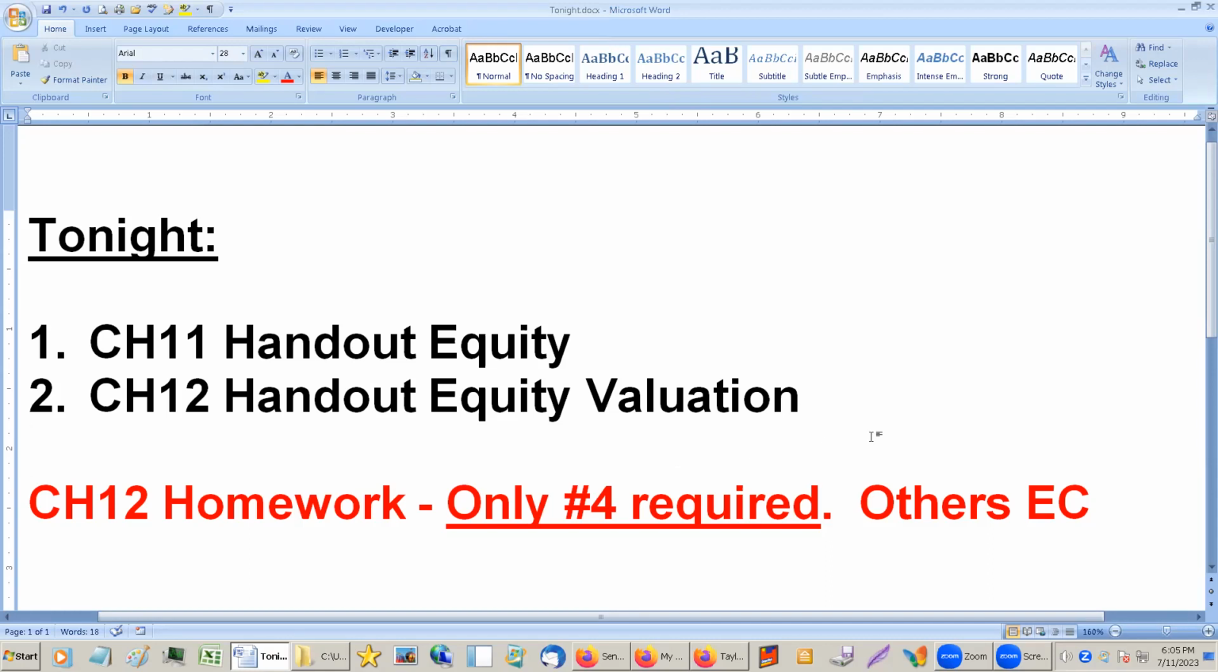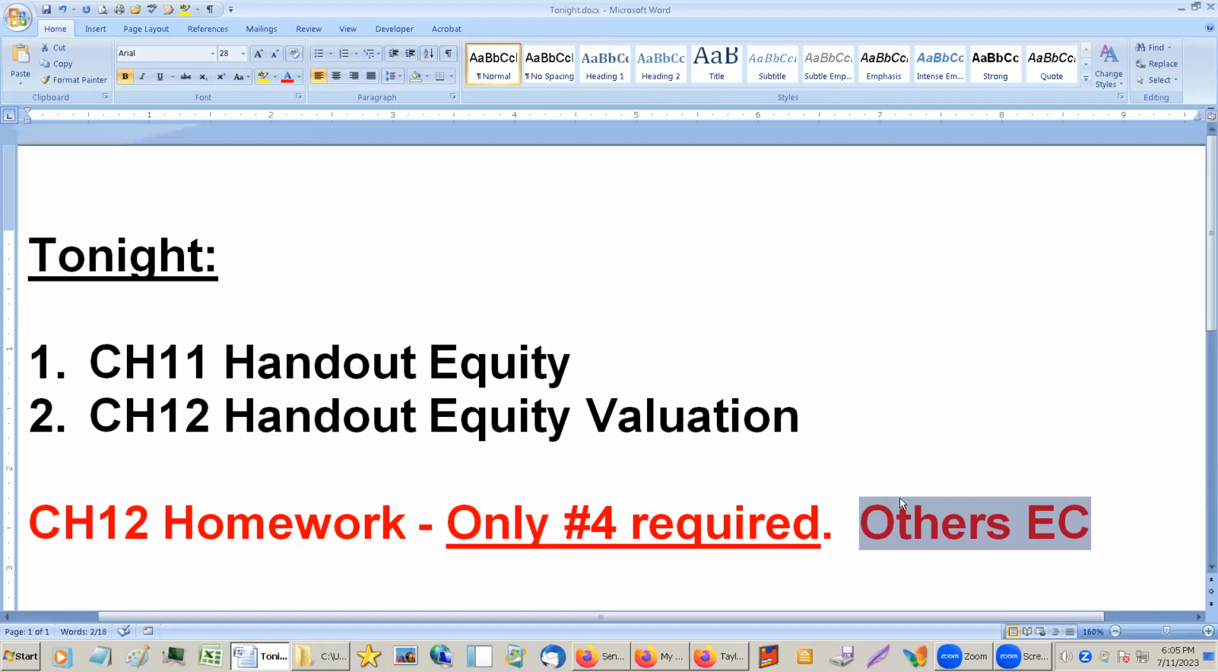So even though there's 50 points for number 4, if you do any of the other ones, it adds plus 10 to your score. So there's an additional 40 extra credit points out there for the chapter 12 one. Those will not show up in the My Business course. Those will show up in Blackboard, the extra credit points.